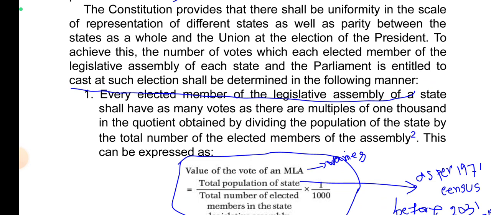To achieve this, the number of votes which each elected member of the Legislative Assembly of each state and Parliament is entitled to cast at such elections shall be determined in the following manner. Every elected member of the Legislative Assembly of a state shall have as many votes as there are multiples of 1000 in the quotient obtained by dividing the population of the state by the total number of the elected members of the assembly.